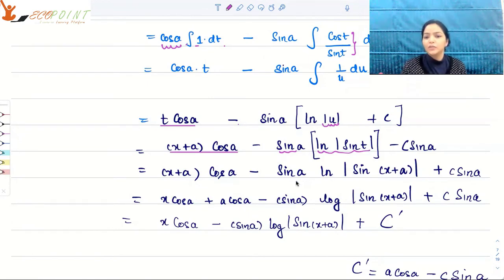So you can just keep on opening it up to the level that you can. So what I've done here is I've taken cos x cos a plus a cos a minus sine a times log sine x plus a here. Plus c sine a. C sine a is just a constant, so you can just write it as a constant.